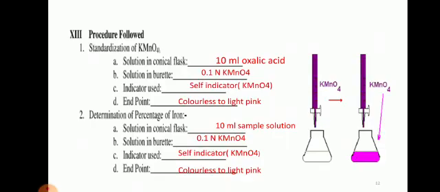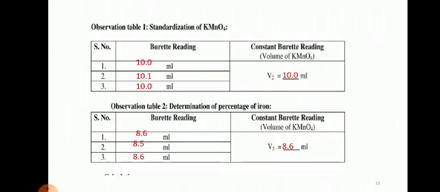This is the procedure we are going to follow. First, we are going to fill the conical flask with 10 ml sample solution, and the burette with KMnO4. An external indicator we are not going to add. End point means what? When we are not adding KMnO4, a colorless solution is there, and when the reaction is completed, it changes to light pink. And the point where the solution changes color to light pink, that is called the end point. We are using that reading for the calculation.